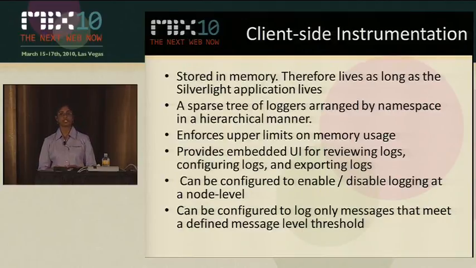Now, in terms of configuring, we have 2 levels of configuring. We are able to turn on or off the instrumentation at a node level. And also, all our messages have various message levels such as criticality, info, and warning, and we are able to configure it to only log messages that meet a certain criticality level.